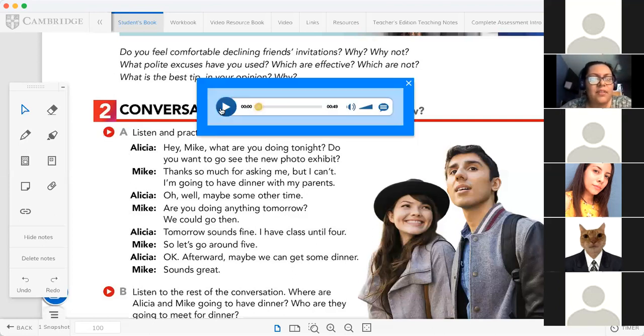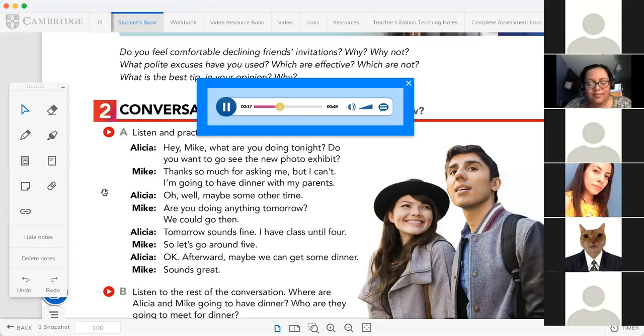That's it. Unit 15. What are you doing later? Page 100. Exercise 2. Conversation. Are you doing anything tomorrow? Part A. Listen and practice.